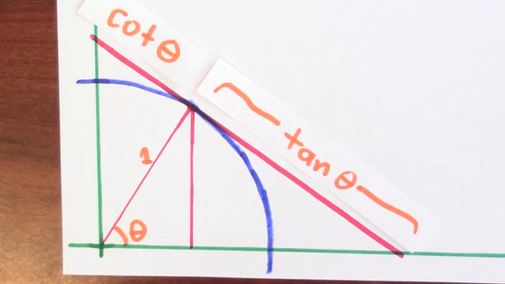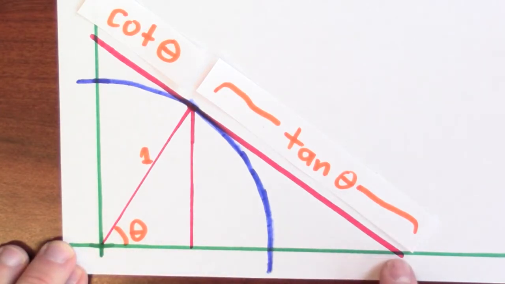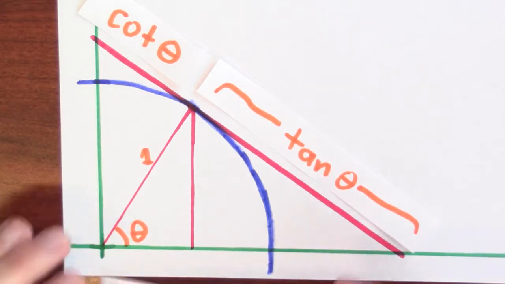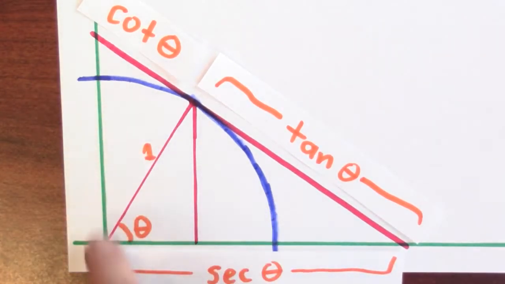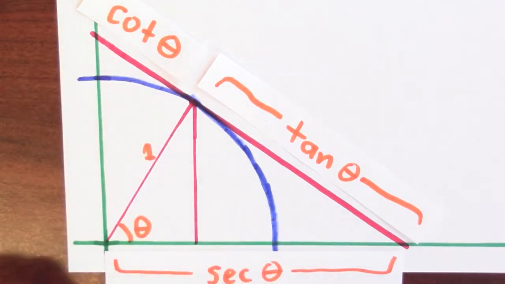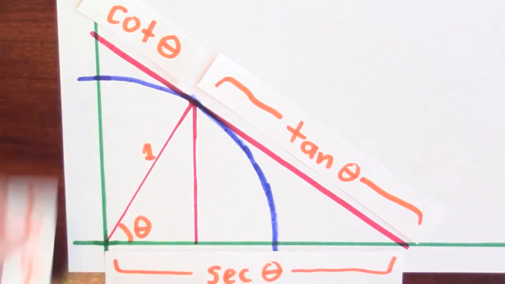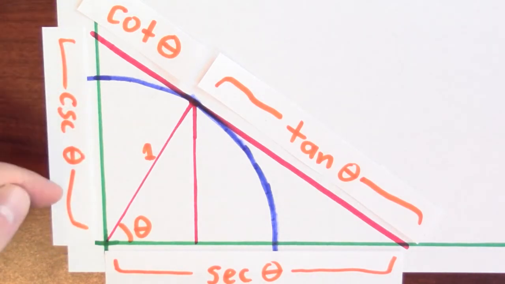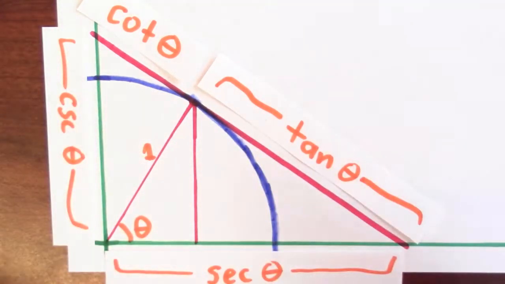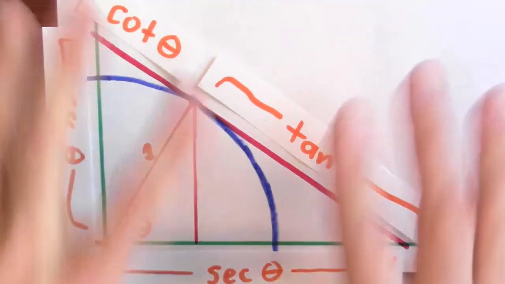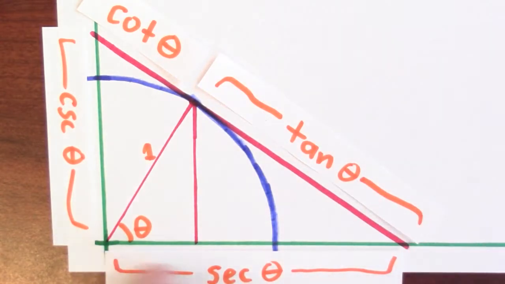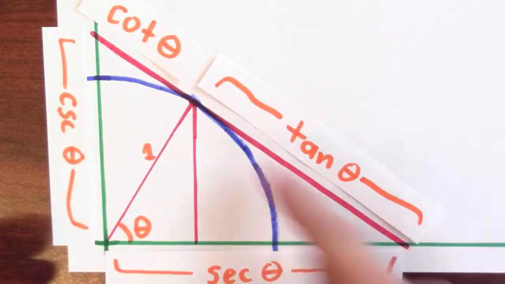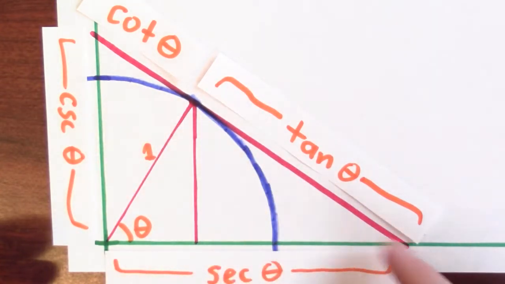And if you measure along the bottom here, the length from the origin to where this tangent line crosses, that has length secant theta. And if we measure over here from the origin to where that tangent line crosses the y-axis, that segment has length cosecant theta. So when you put all these functions down, we've got cosine and sine, but we've also got very visibly cotangent, tangent, secant, and cosecant. And the secant is measuring something that's crossing the circle, and the tangent is really measuring the length of part of this tangent line.